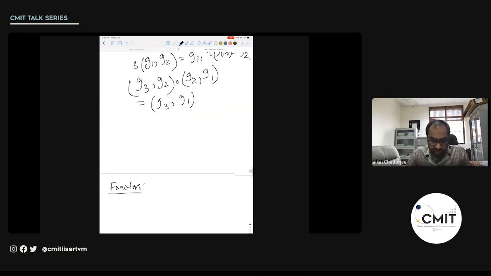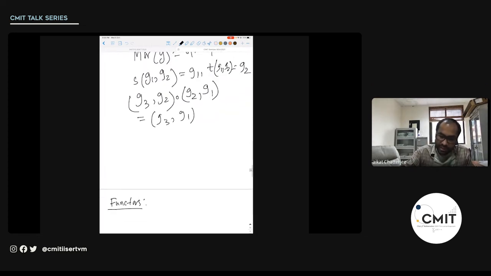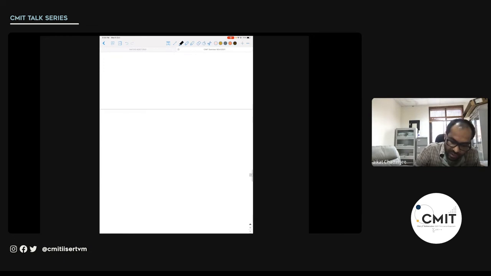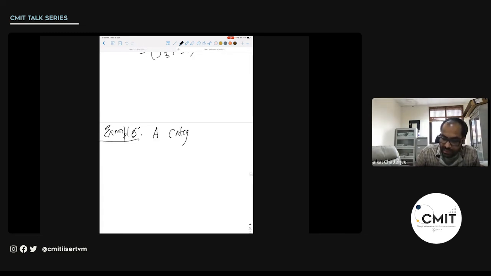But the one example that is crucial here, that completely classifies the categorical groups, is something called crossed modules. I don't think I will have the opportunity to actually use this, but still, any categorical group is the same as a crossed module.